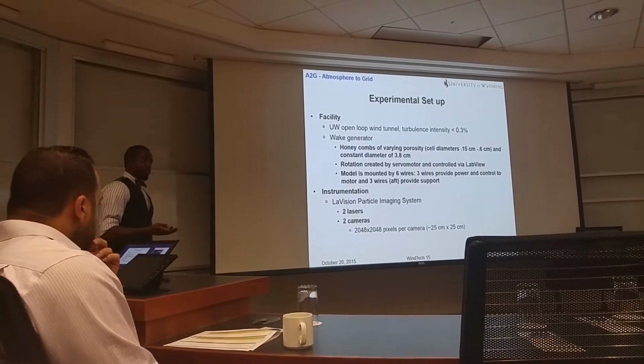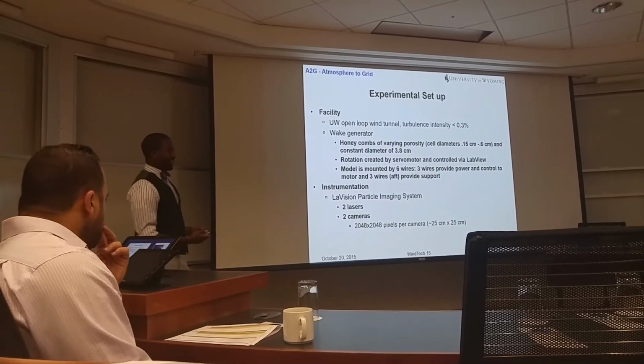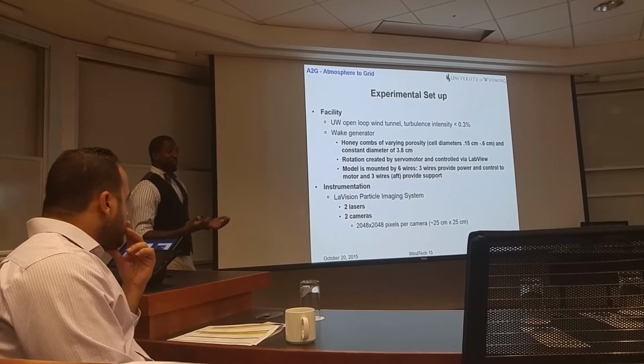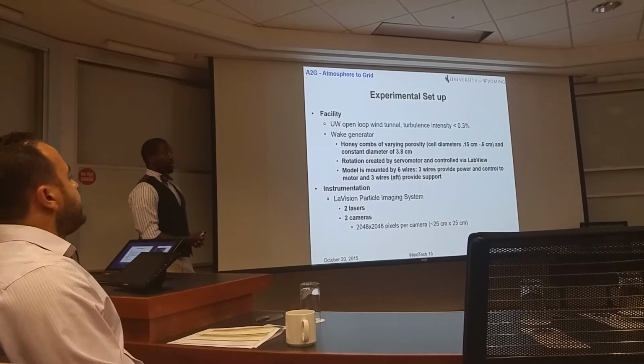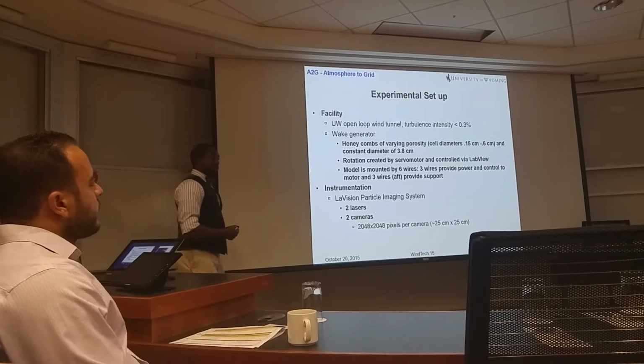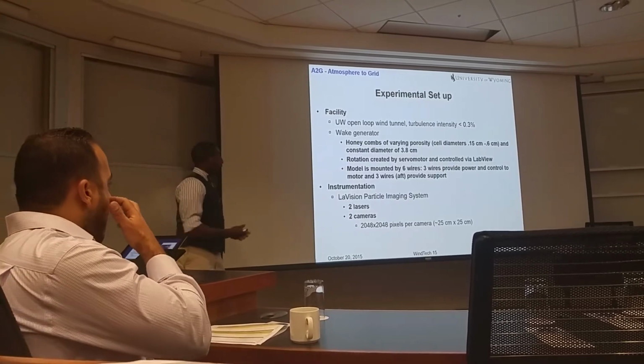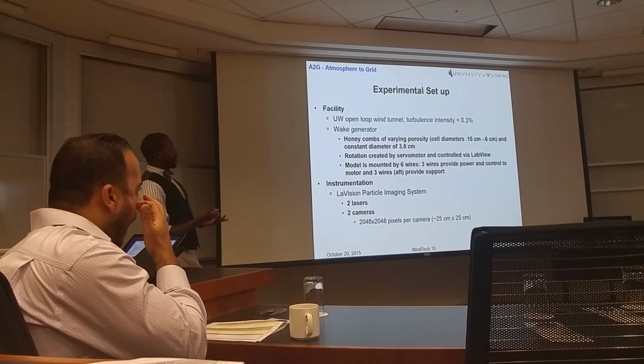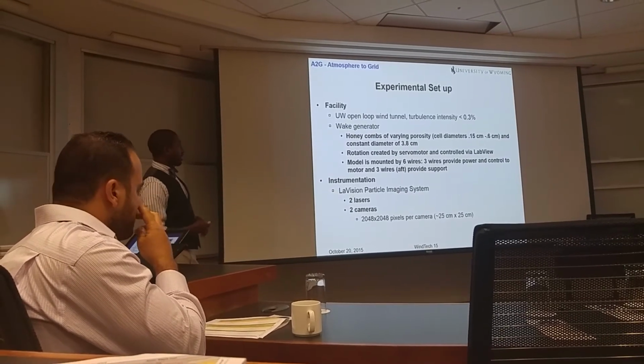We have an open loop wind tunnel, low turbulence intensity less than 3%. It's about 2 feet by 2 feet. And in there, we mount our own custom-designed wake generator. We generate our wake with just a porous disk or a honeycomb. We have various porosities going from about 0.15 centimeters to 0.6 centimeters. We'll get to that data later.